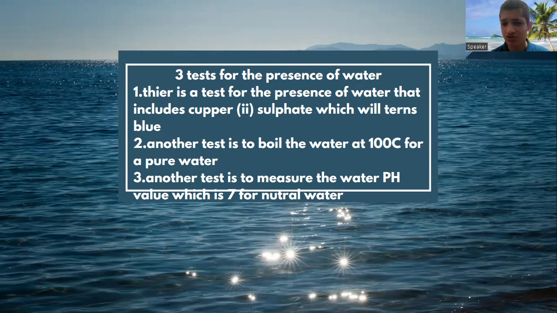Another test is to just boil the water at 100 degrees, and if you see the evaporation at 100 degrees Celsius, there is a presence of water. Another way is to see the pH value, which is 7 for neutral water. If you find the pH value is 7, then it's water.